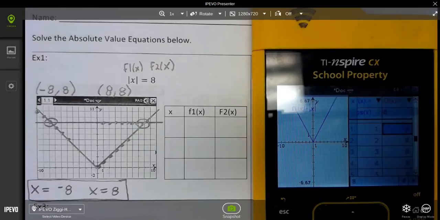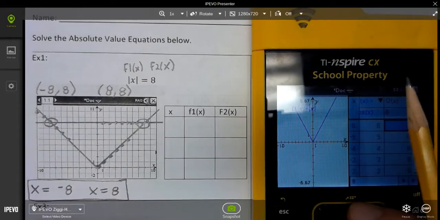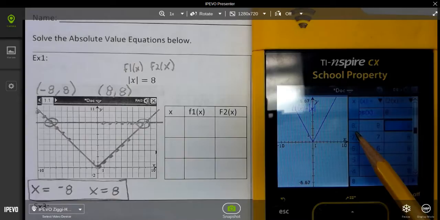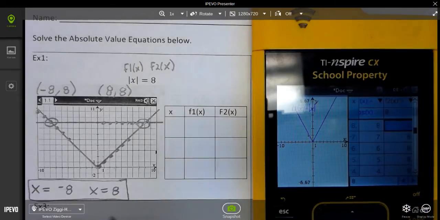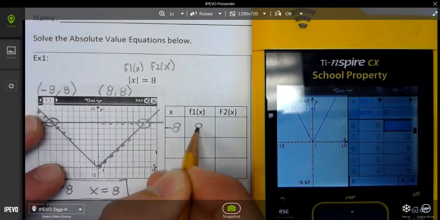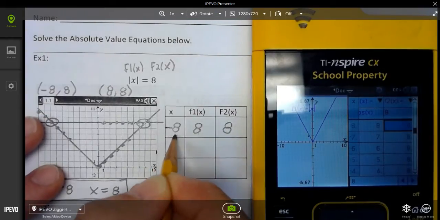Right. Now that's graphically. Now if you look at the table, if you go up, see how none of the values are the same? If you keep going, when both the left and right column are the same, that's your solution. So at -8, we have 8, 8. So we'll write that down on our table: -8, 8, 8. So we can see that because these values are both the same, our solution is -8.